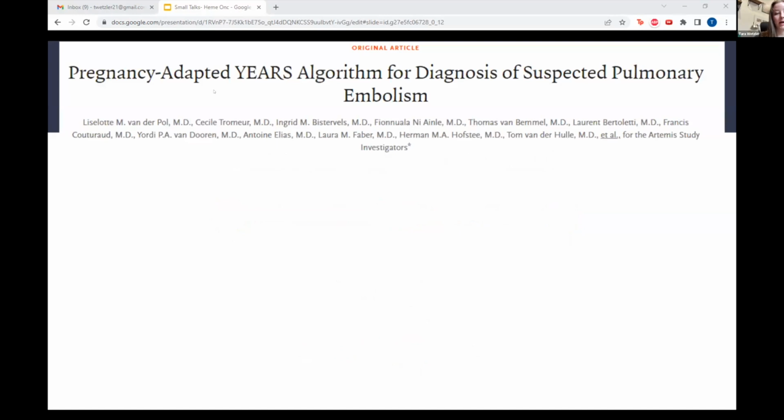So looking at some studies, I found some studies that looked at which of these clinical decision-making tools is best for use in the pregnant population. And this first one is a prospective study with a primary outcome of incidence of VTE at 3 months. And then the secondary outcome they looked at was the proportion of patients in whom CT pulmonary angiography was not indicated to safely rule out pulmonary embolism.